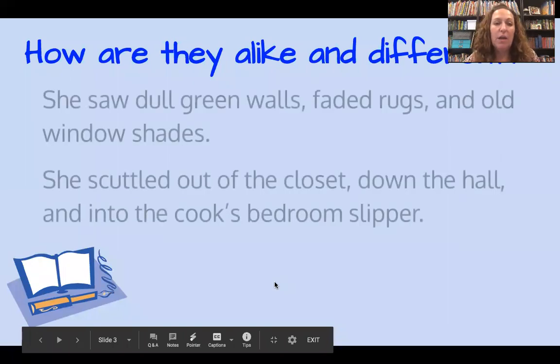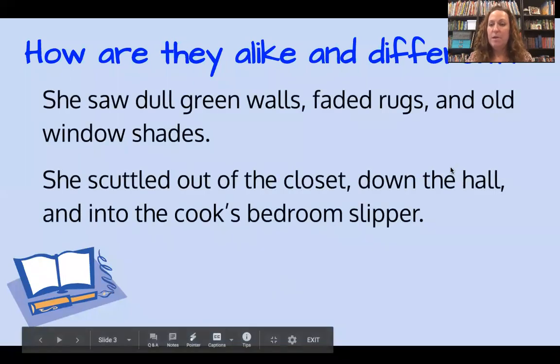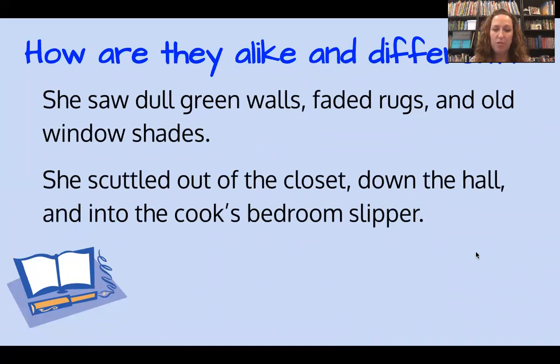So now let's take a look. What do we have now? She scuttled out of the closet, down the hall, and into the cook's bedroom slipper. Another sentence from Sophie's Masterpiece, where Eileen did kind of the same thing. So what do you notice is the same, and what do you notice is different about these two sentences?